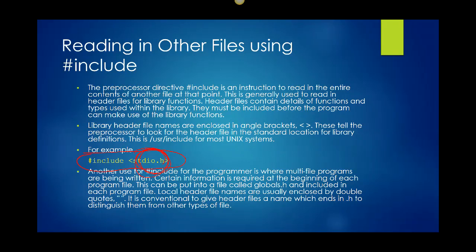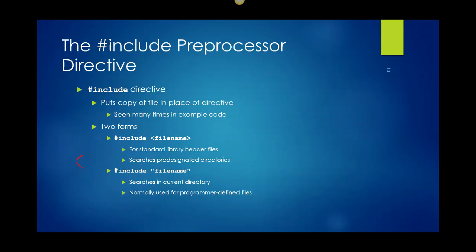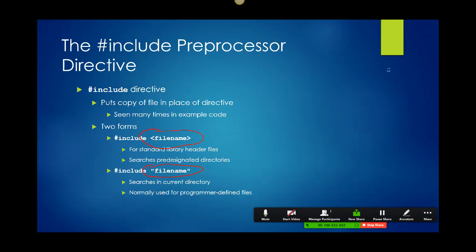Okay, the only thing you have to be aware of is there's two different forms of this pound include. Either the name of the file is enclosed in the wedges, the greater than and less than signs, or it's surrounded by the double quotes. If it is enclosed in the wedges, the preprocessor looks for it in a very specific location in the file structure on your computer.